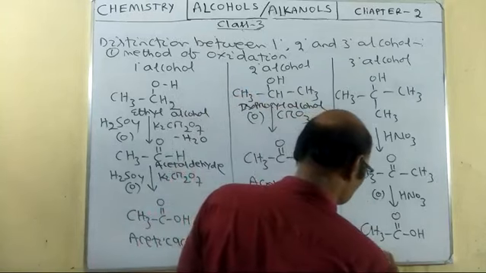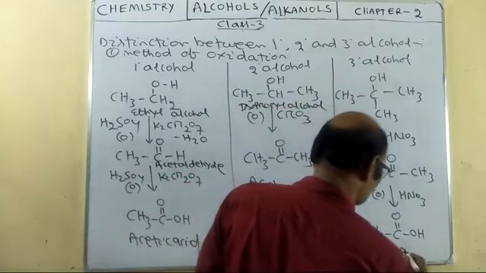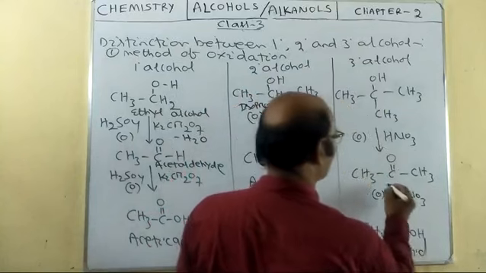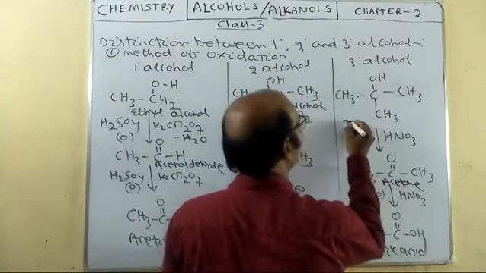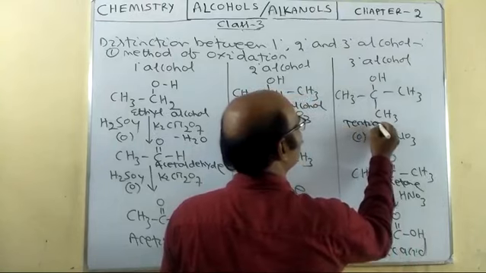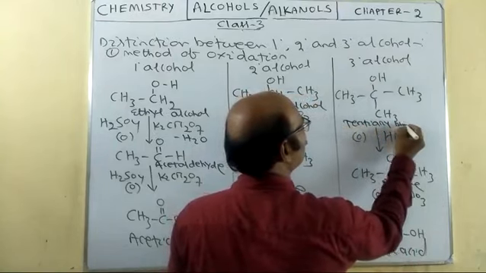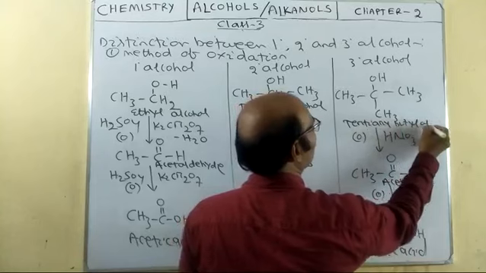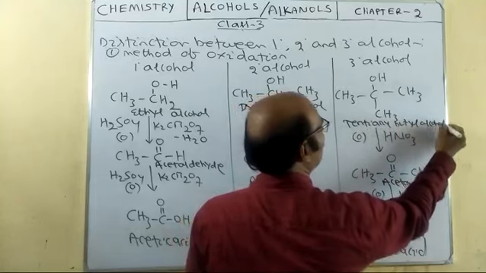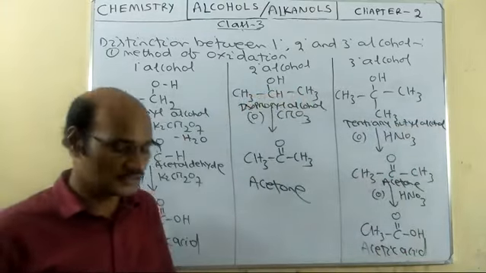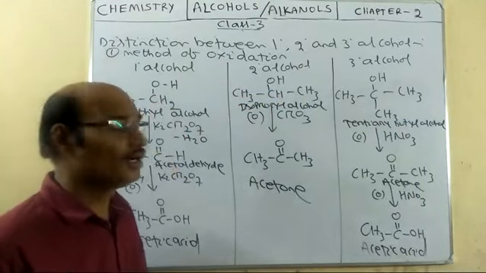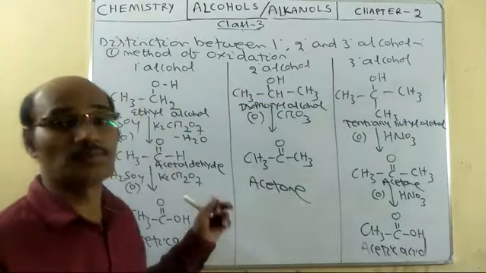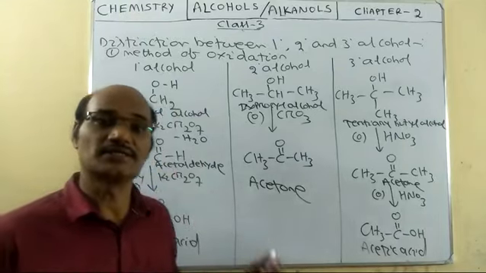Okay, this is your acetic acid, acetone, and your tertiary butyl alcohol. Okay, so this is your method of oxidation to distinguish between primary, secondary and tertiary alcohol.